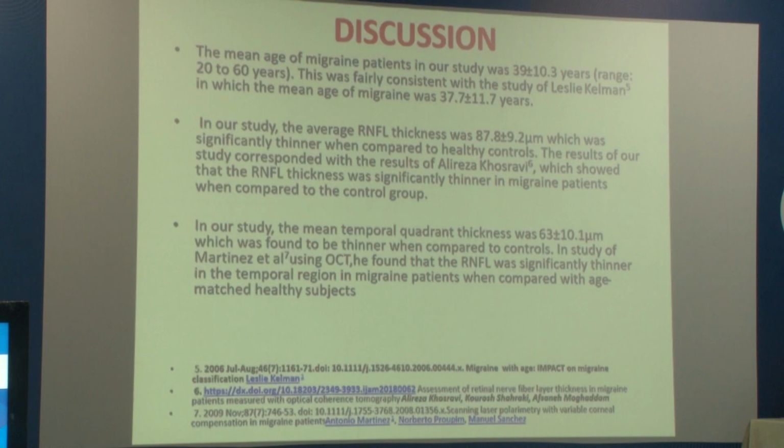In our study, the mean temporal quadrant thickness was 63 plus minus 10.1, which was found to be thinner when compared to controls. In a study of Martinez et al. using OCT, he found that the RNFL was significantly thinner in the temporal region in migraine patients when compared with age-matched healthy subjects.